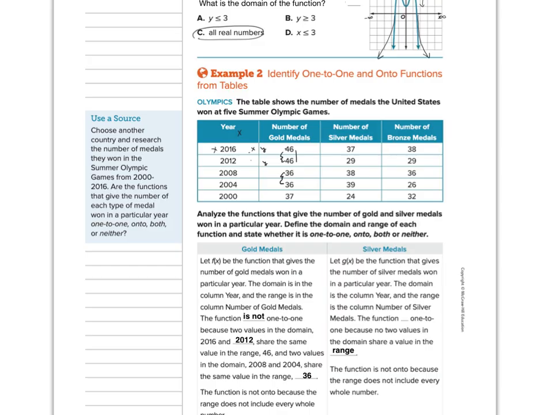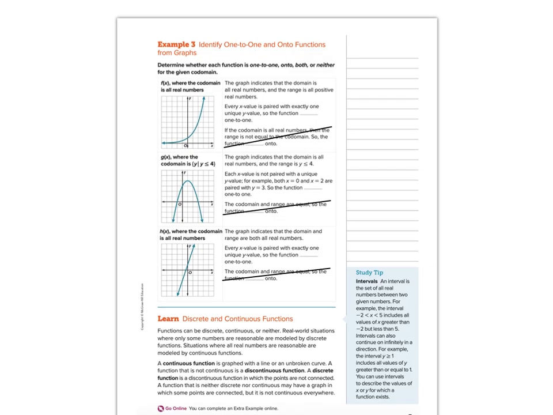So that's why they're saying that in 16, I got out 46 medals. In 12, I got out 46 medals. So it wasn't the one-to-one they're looking for. We'll cover more in class.